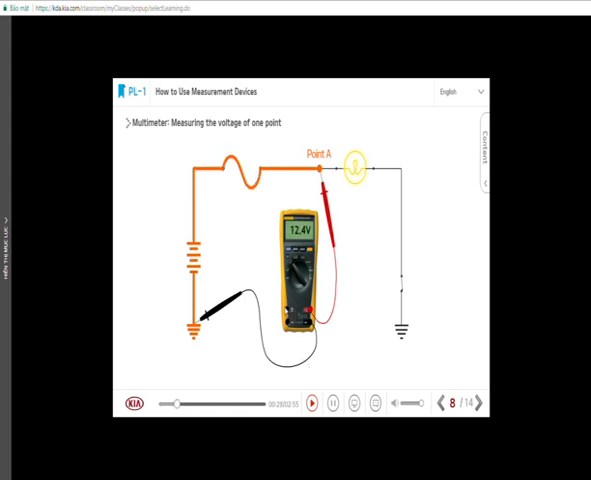This method is used to check the voltage difference between the ground and the location you want, in this case, the voltage at the A point.